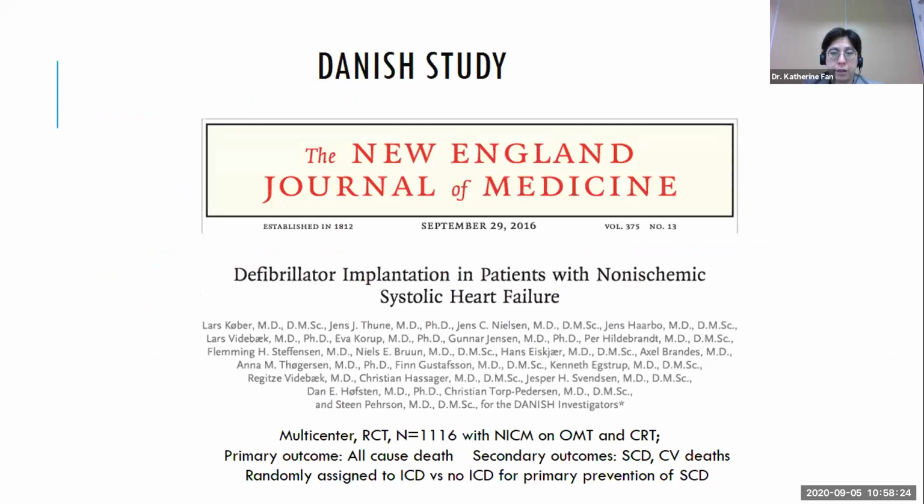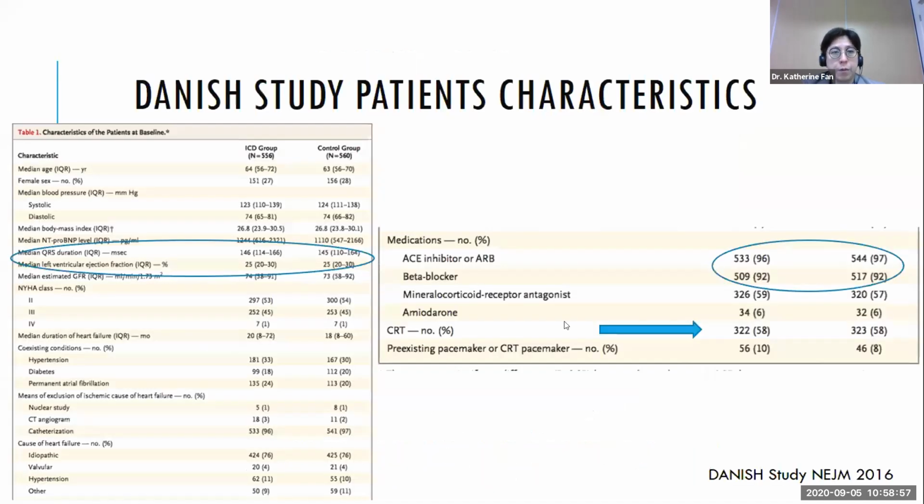This study was published in 2016, just about 4 years ago, and looked into ICD implantation in patients with non-ischemic systolic heart failure. They randomized patients with non-ischemic cardiomyopathy already on medical therapy and CRT. They randomly assigned them to ICD or no ICD, and the primary outcome was all-cause death, with secondary outcomes of sudden cardiac death and cardiovascular death. In this group of patients, the overall left ventricular ejection fraction was very poor, 25%. The average QRS was prolonged at 146.